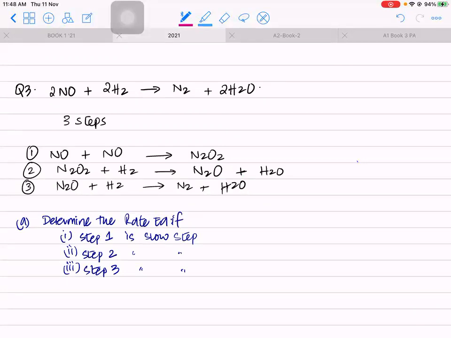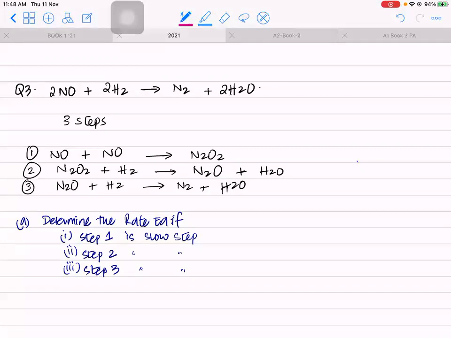Now you have 3 steps right here. Also, I told you that most chemical reactions happen through a mechanism where you have multiple steps, and then you add those steps and then you get the overall reaction or the overall equation. I also told you one more thing.